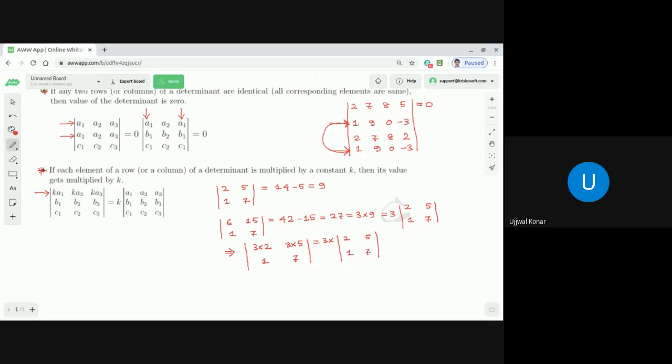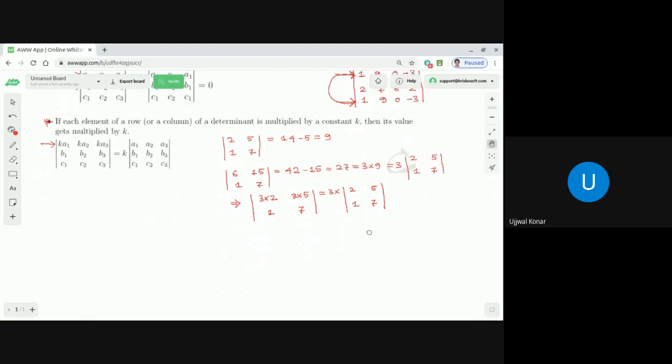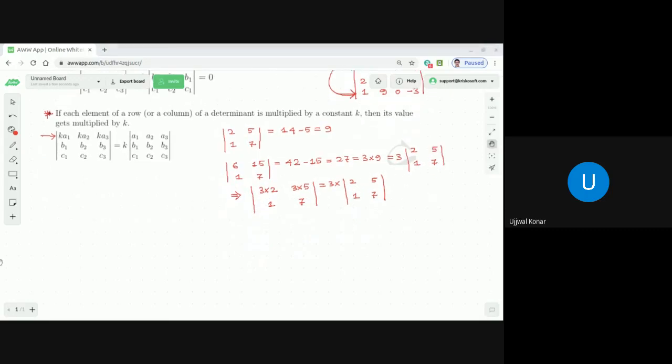So this is also a very important property. If each element of a row or a column of a determinant is multiplied by a constant k, then its value gets multiplied by k. So this is the next property, the property we just learned. Now we can say two important observations here.